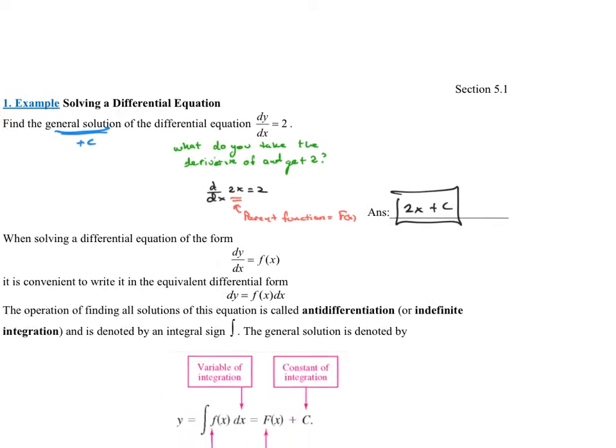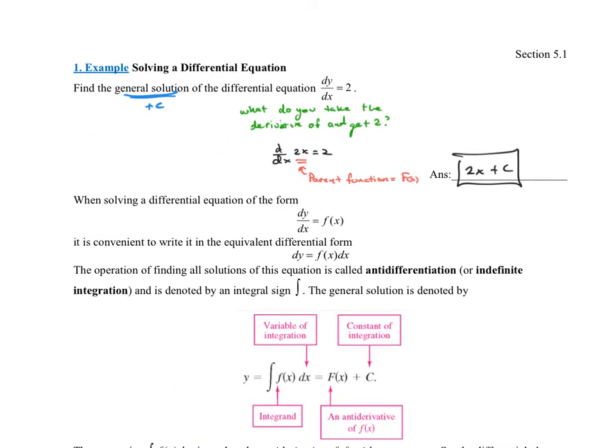So that's how you have to understand these. Again, we're working backwards. We're starting with the answer, and we need to come up with a function where we take the derivative and get the answer. So backwards from what we're doing. It says when solving the differential equation of the form dy/dx equals f of x, notice it's lowercase f of x, it is convenient to write the equivalent differential equation of the form dy equals f of x dx. The operation of finding all solutions of this equation is called anti-differentiation or indefinite integration.